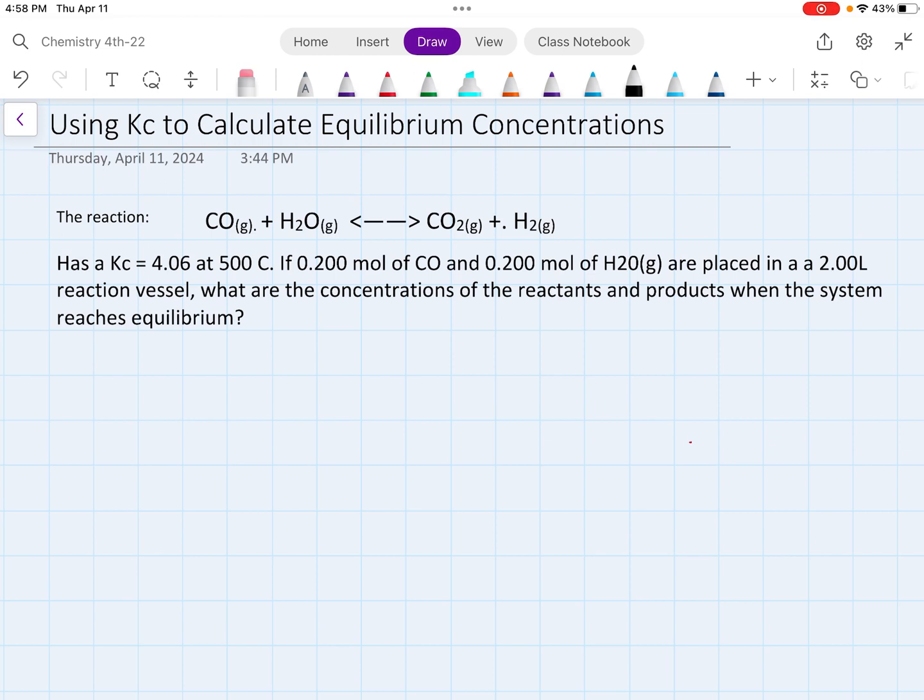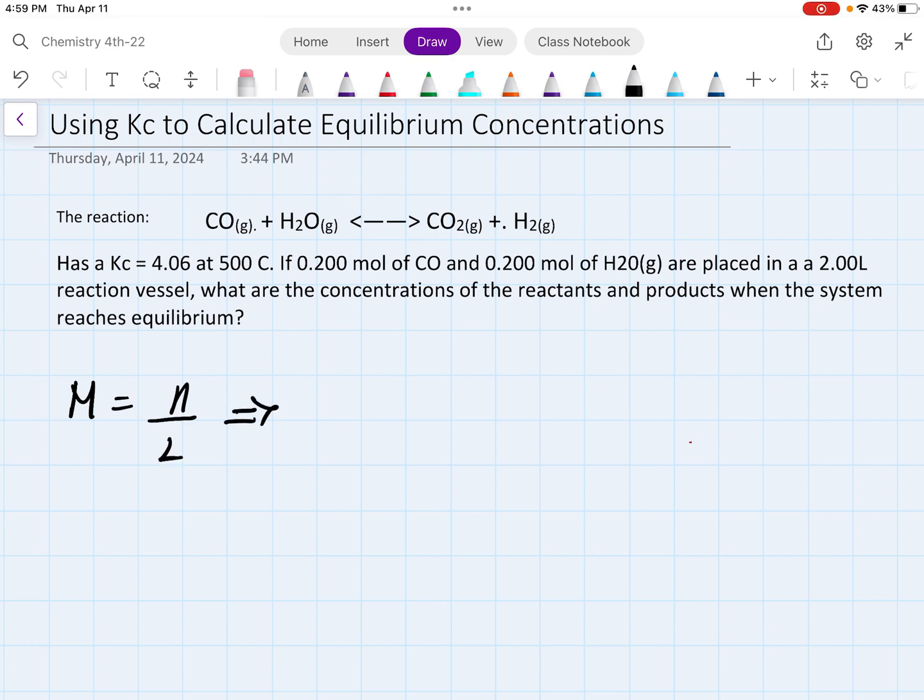So in this one, we're not given the concentrations, we have to find them. All we're given is the equilibrium constant. So let's go ahead and start working this problem out. What we have to do first is calculate the molarity. Remember that molarity is equal to the moles divided by the liters.